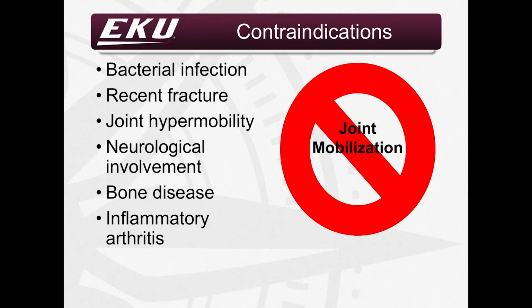There are also 6 contraindications for the performance of joint mobilizations: bacterial infection, recent fracture, joint hypermobility, as I just described with laxity, neurological involvement, bone disease, or inflammatory arthritis. These are conditions that, if present, mean joint mobilization may not be performed. Now, as we get into performing the joint mobilizations, there are 4 considerations for all patients that must be accounted for.